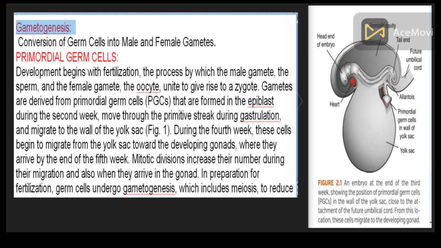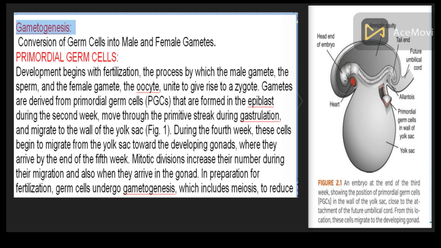Gametogenesis: conversion of germ cells into male and female gametes. Primordial germ cells. Development begins with fertilization, the process by which the male gamete, the sperm, and the female gamete, the oocyte, unite to give rise to a zygote.